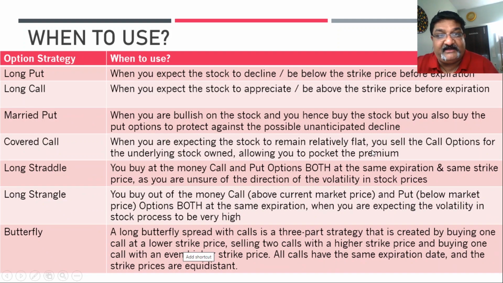And if you look at the married put strategy, let's look at the definition again just to summarize. When you're bullish on the stock and hence you buy the stock, but also buy the put options to protect against the possible unanticipated decline in the stock prices, right? Now let's move to the next strategy, which is called the covered call strategy. When will you use the covered call strategy? You will use it when you are expecting the stock prices to remain relatively flat. That is when you will sell your call options so that at least you pocket the premium, right?